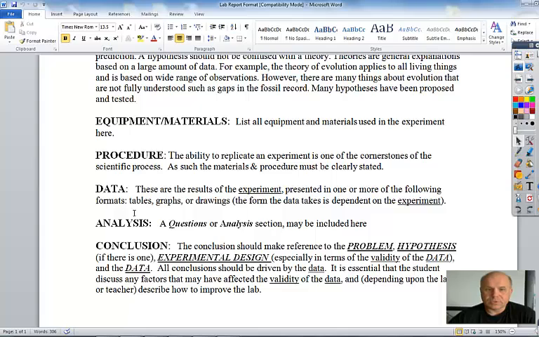Data is what your results are. What did you find in the experiment? And any conclusions. And then you'll have an analysis. Analysis is usually where we answer questions from the lab and these kind of things. So those are transferred into your journal here. And then a conclusion finally.